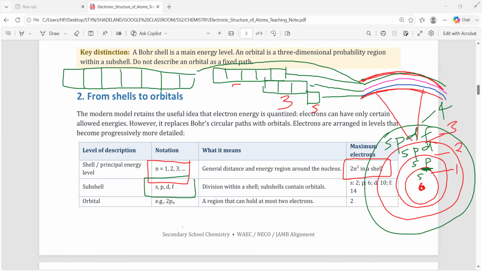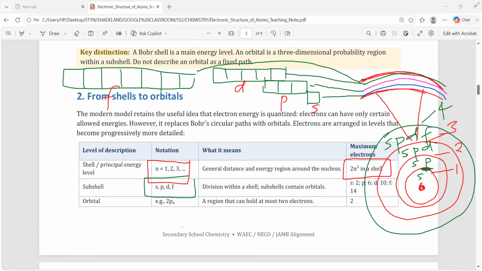What I was supposed to be writing is the name of the... Okay, so we have P has 3. Then D has 5, and this is F having 7.